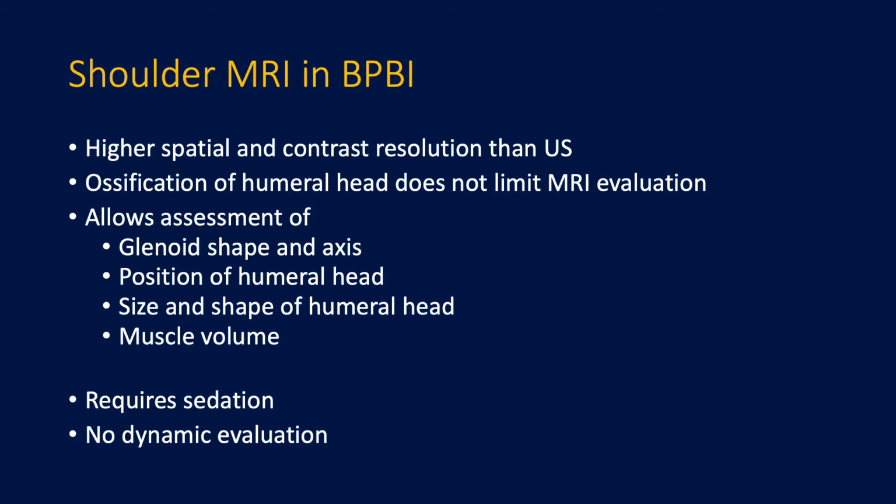We are on occasion asked to image children with brachial plexus birth injury using shoulder MRI. The advantages of MRI over ultrasound are higher spatial resolution and contrast resolution. The ossification of the humeral head does not limit MRI evaluation in older children as it does on ultrasound. MRI allows assessment of the shape and axis of the glenoid, the position of the humeral head, the size and shape of the humeral head, and the volume of muscles around both the affected and unaffected shoulders. The limitations of MRI are that it requires sedation and it does not allow dynamic evaluation as ultrasound does.